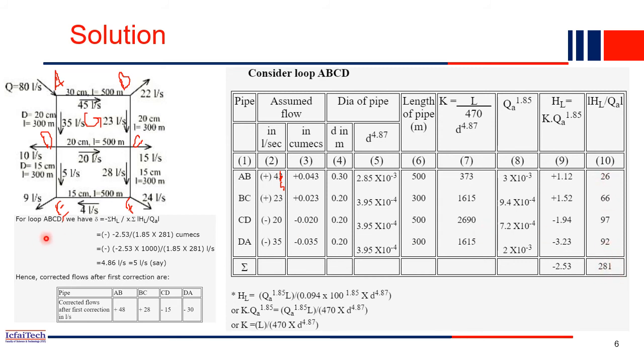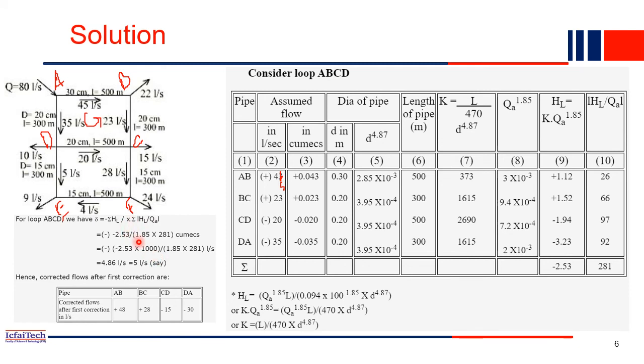So now for the loop ABCD, we have the delta value. The delta expression is already derived in the last to last slide. Delta is equal to this expression. Now all the values you just plug in here. So HL is the total head loss, right? 2.53, that is there, divided by this entire term for each pipe, is not it? So this is basically 281 as the total, multiplied by x, which is x into this entire value.